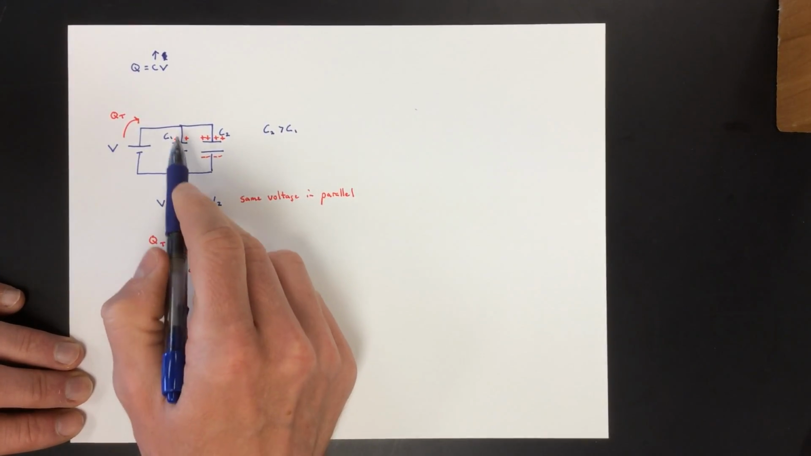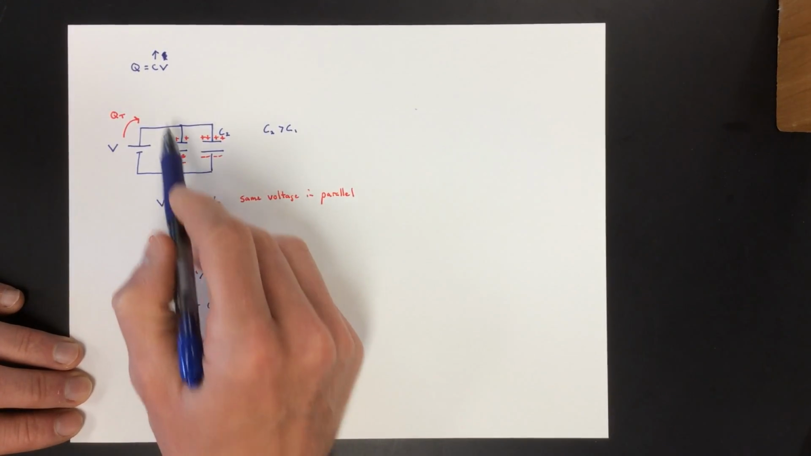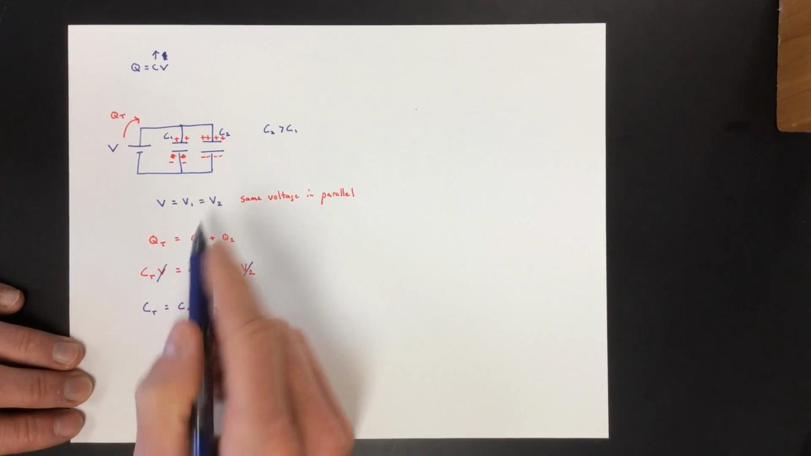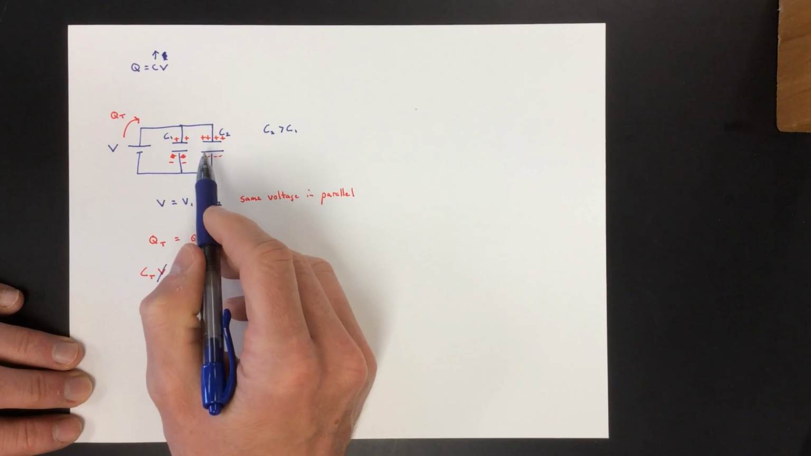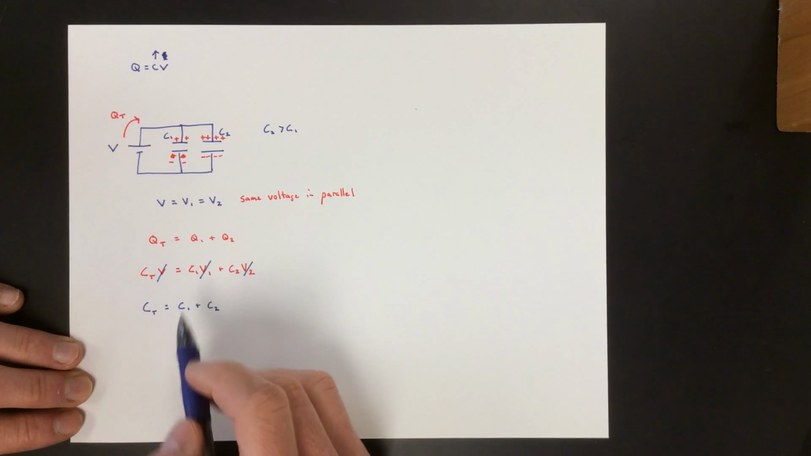If C1 was bigger, then it would get more charge again, because they have the same voltage. And if they have the same voltage, the bigger capacitor will end up storing more of the charge. And it's actually proportional, right? If this is double, then it will store double. Okay, so it would get like 2/3 of the total charge, and this would get 1/3 of the total charge, because we know the total charge has to add.